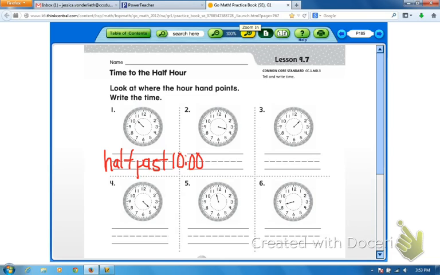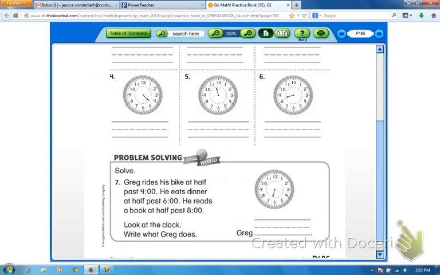At the bottom of the homework, there is a story problem. Greg rides his bike at 4:30. He eats dinner at 6:30. He reads a book at 8:30. Look at the clock. Write what Greg does.